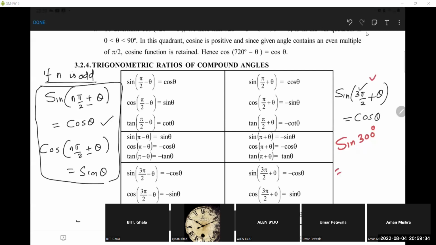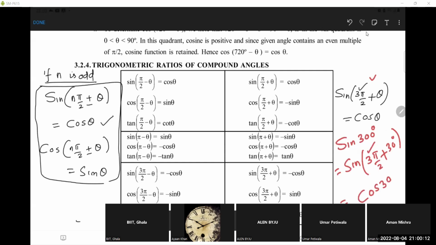So can I write 300 as 3 pi by 2 plus 30? Is it possible? Because pi by 2 means 90. 90 multiplied by 3 is 270. So 270 plus 30 is 300. Now look here. 3 is an odd number, not even. Therefore, whenever it is an odd number, I can write this as cos 30.